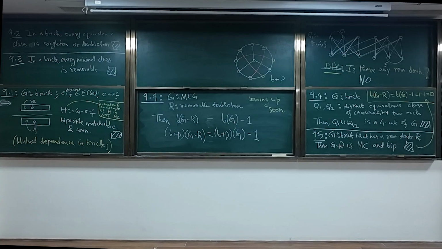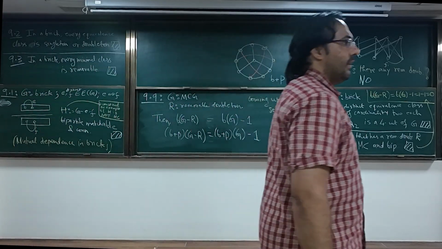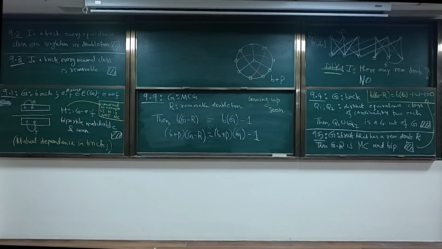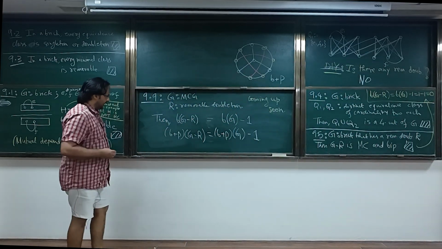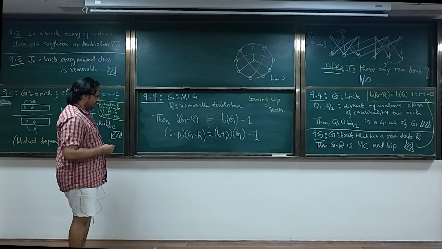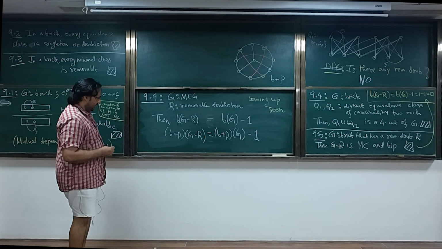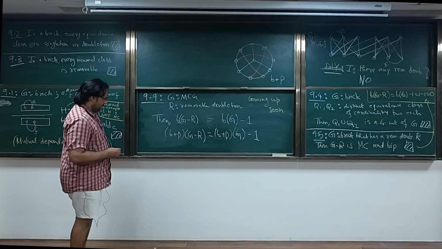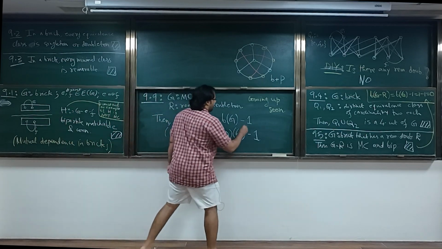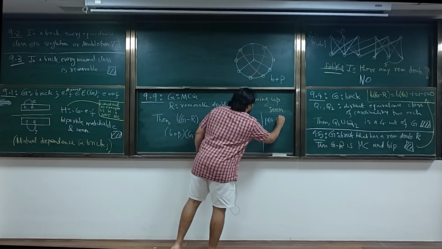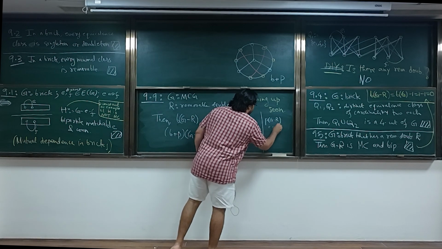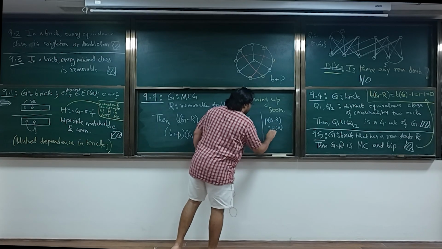Doesn't that mean P of G minus R is equal to P of G? Can you repeat that? P of G minus R is equal to P of G. P plus P of G minus R is B plus P, right? P of G minus R is equal to P of G. Is this your claim? Yep.